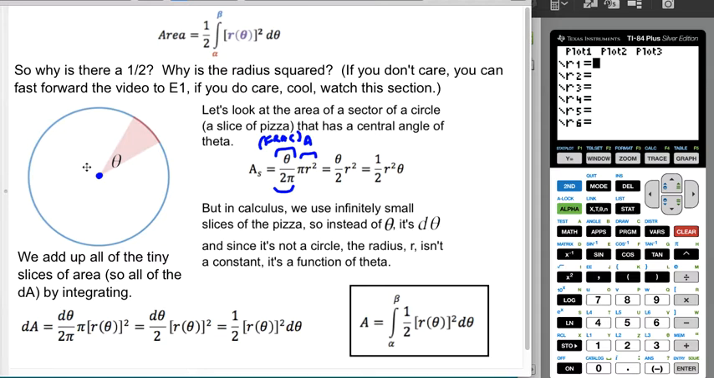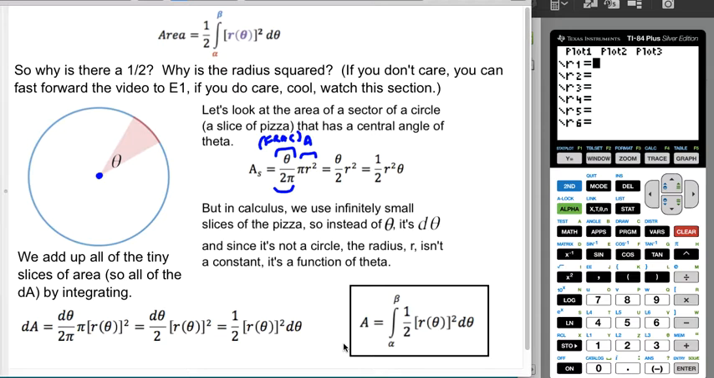Since it's not a circle, the radius isn't just r. The radius is some r in terms of theta because, again, calculus, it's not just a circle. The radius will vary. So if we replace theta with d theta, and we replace r with r of theta because it is not a constant function, we get that this tiny slice of area, which I'm going to call dA because it's the area of the tiniest little slice, infinitesimally small, simplifies to 1/2 r of theta squared d theta.